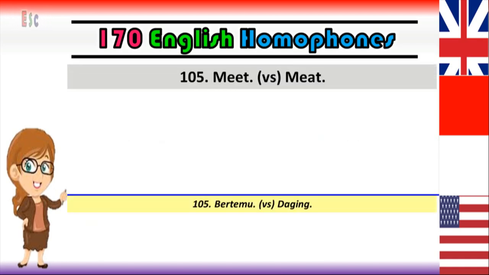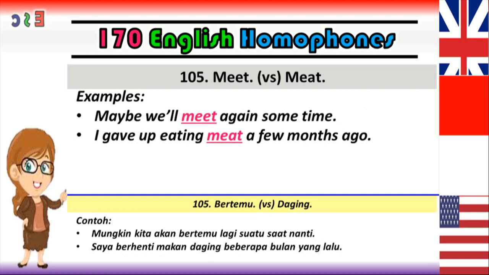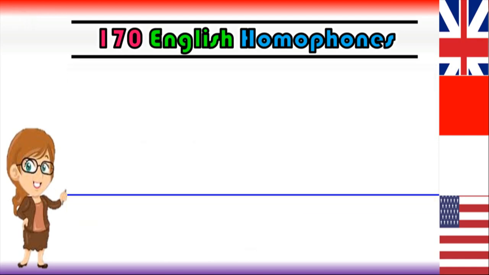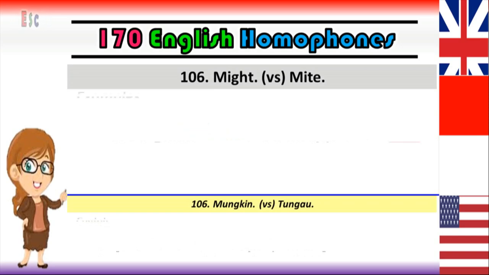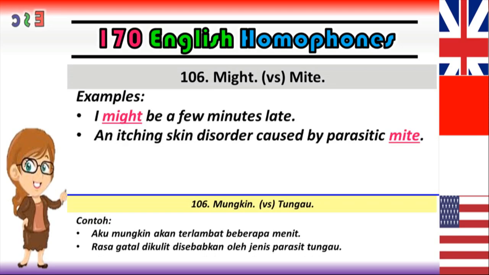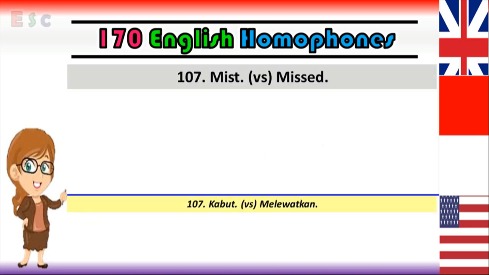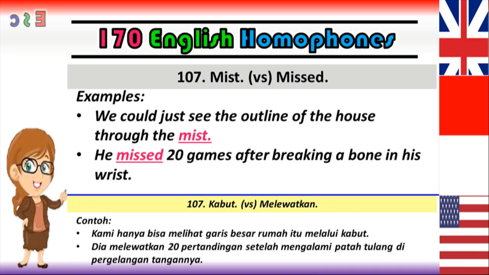105. Meet versus meat. Examples: maybe we'll meet again sometime. I gave up eating meat a few months ago. 106. Might versus mite. Examples: I might be a few minutes late. An itching skin disorder caused by a parasitic mite. 107. Mist versus missed. Examples: we could just see the outline of the house through the mist. He missed 20 games after breaking a bone in his wrist.